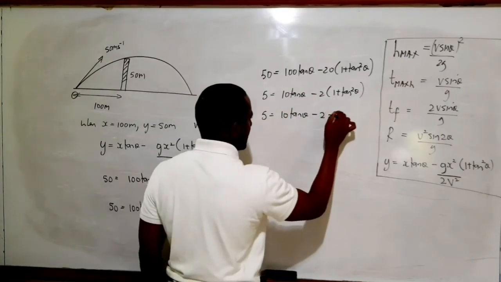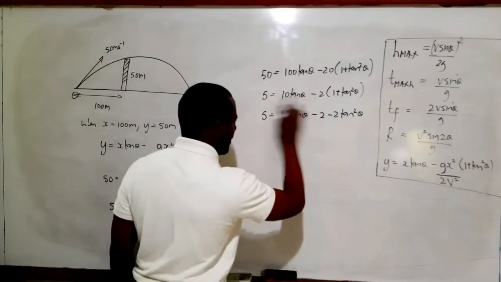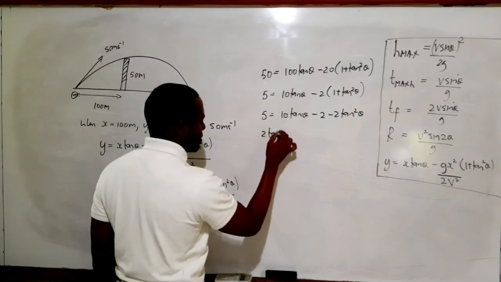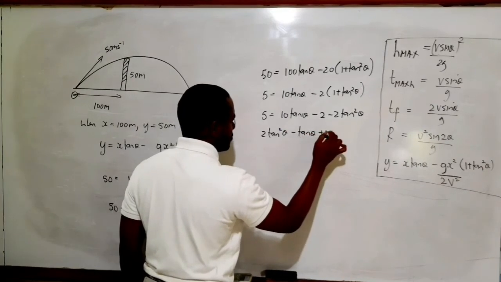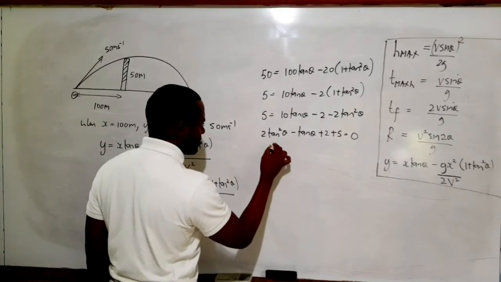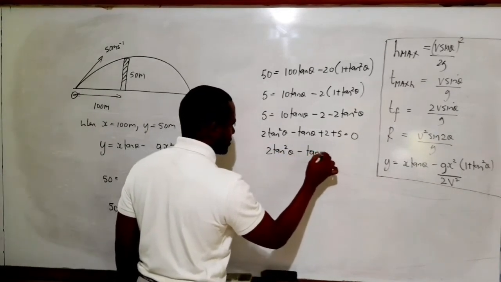tan squared theta. We bring all the terms on the right to the left, they're going to change sign, and so we get 2 tan squared theta minus tan theta plus 2 plus 5 is equal to 0. And our equation becomes 2 tan squared theta minus tan theta plus 7 is equal to 0.